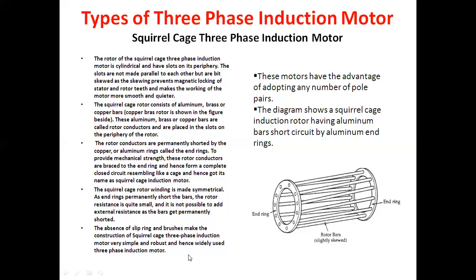The absence of slip rings and brushes makes the construction of the squirrel cage three-phase induction motor very simple and robust, and hence it is widely used. This motor has the advantage of adapting to any number of pole pairs. The diagram shows a squirrel cage induction motor having aluminum bars short circuited by the aluminum end ring. So this is a pictorial view of the three-phase squirrel cage induction motor.